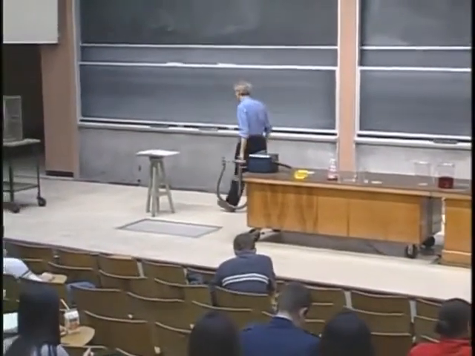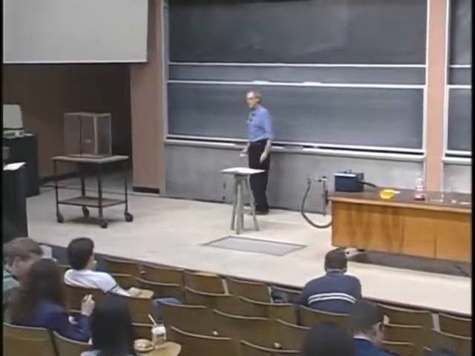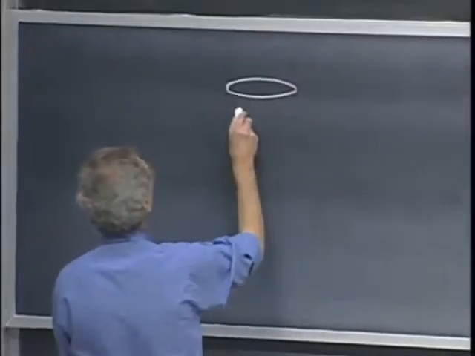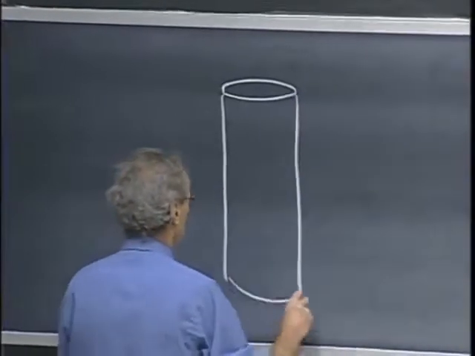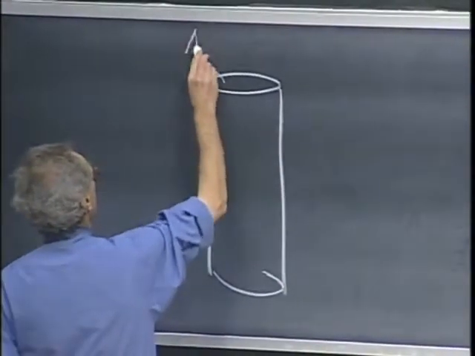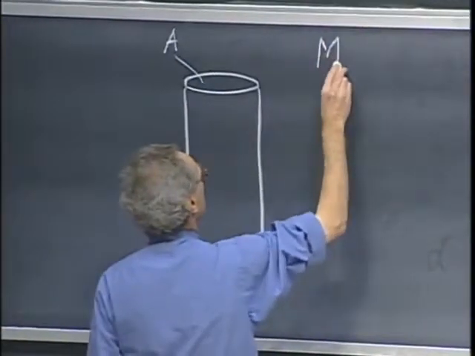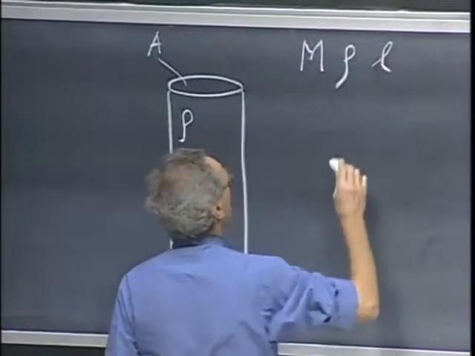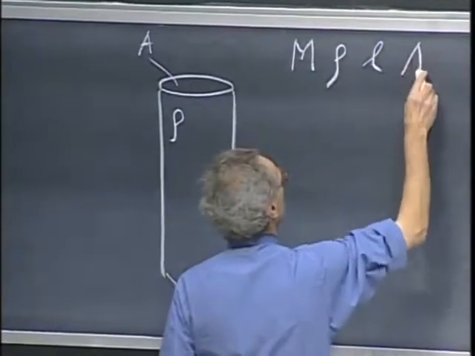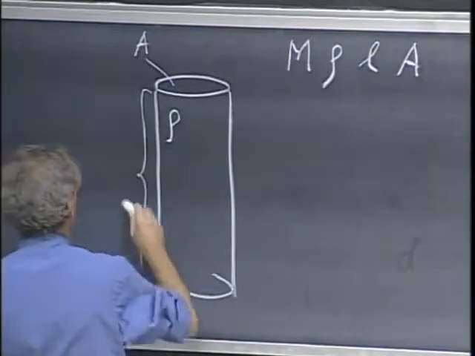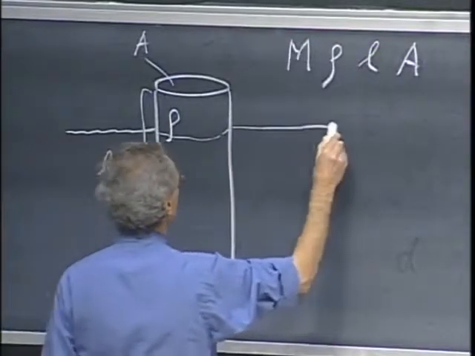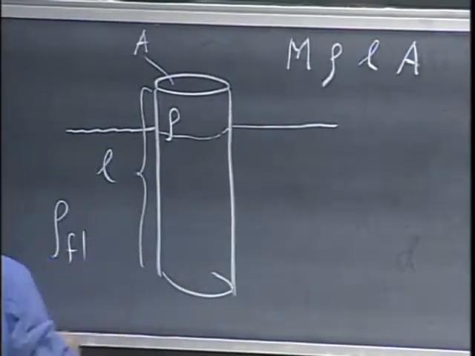Today we're going to continue with playing with liquids. If I have an object that floats, a simple cylinder that floats in some liquid, the area is A here, the mass of the cylinder is m, the density of the cylinder is rho, and its length is L, and the surface area is A. So this is L. And let the liquid line be here, and the fluid has a density rho fluid.